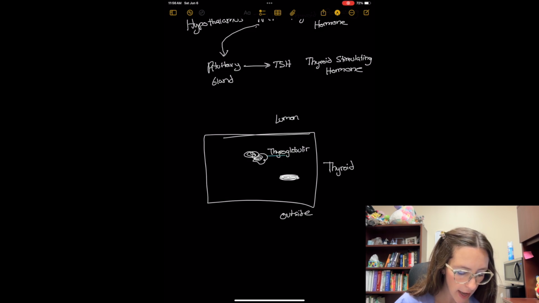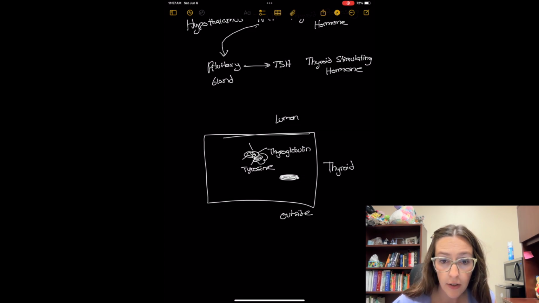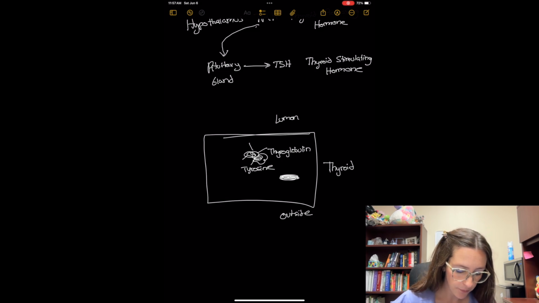And this is going to have lots and lots and lots of tyrosines. Okay, and these tyrosines can bind to iodine. And so we make the thyroglobulin, it's got lots of tyrosine, okay, and now it gets sent to the lumen. Okay, so this is a process that happens all on its own inside the thyroid, okay?